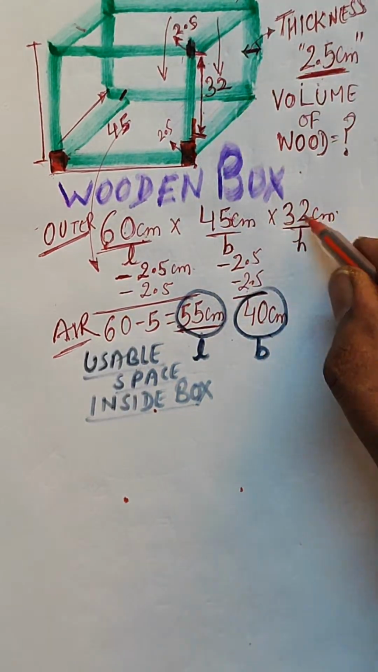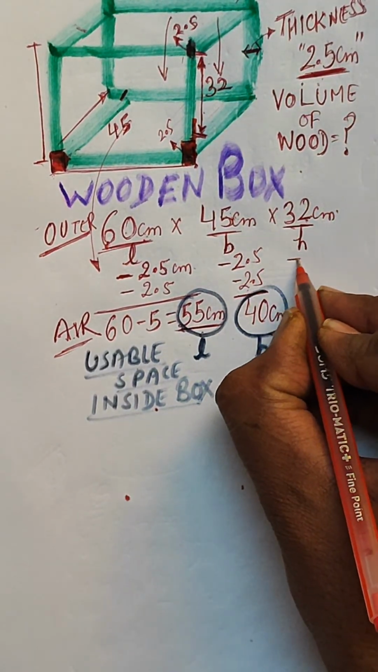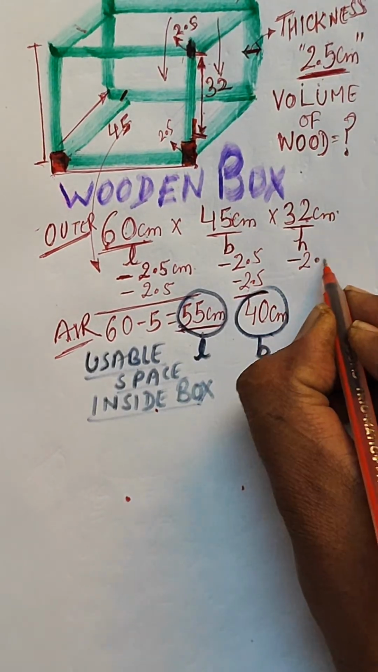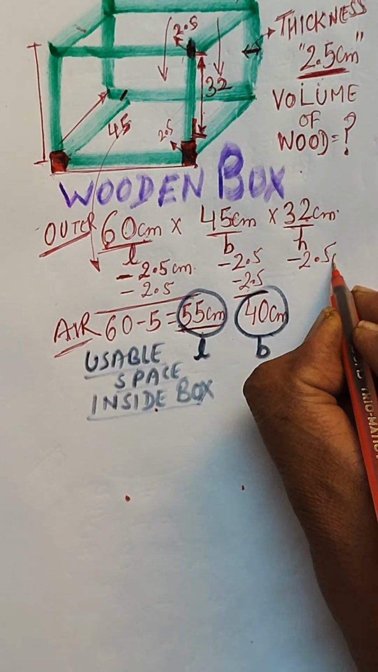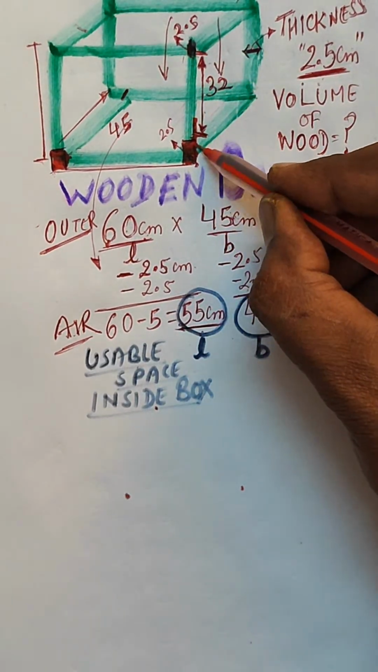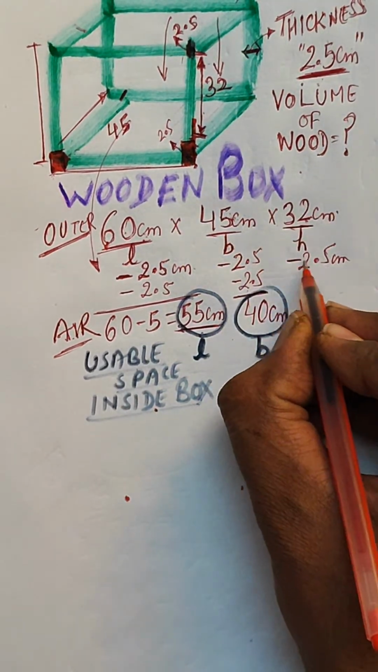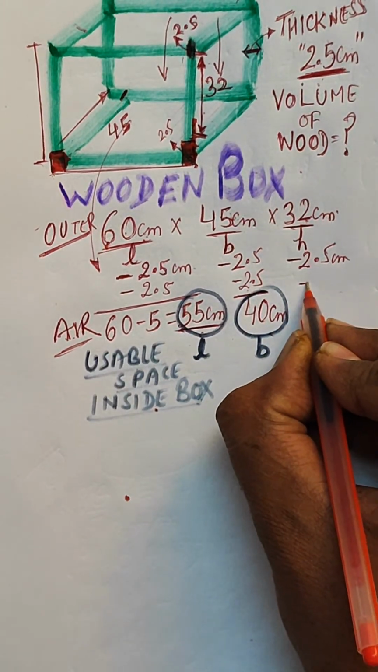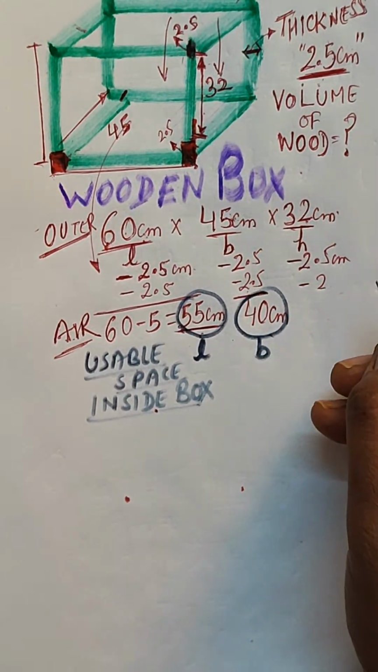So 32 minus 2.5 centimeter from the top and 2.5 centimeter from the bottom. So it will be minus 2.5. You have calculated your answer.